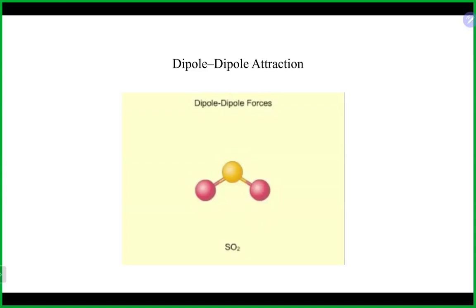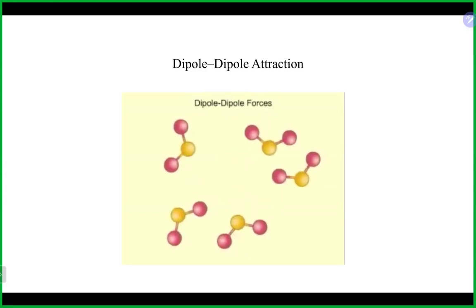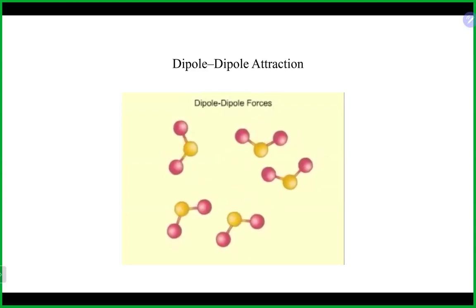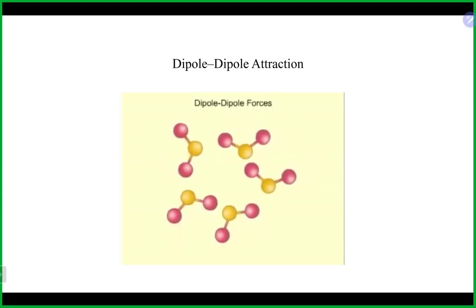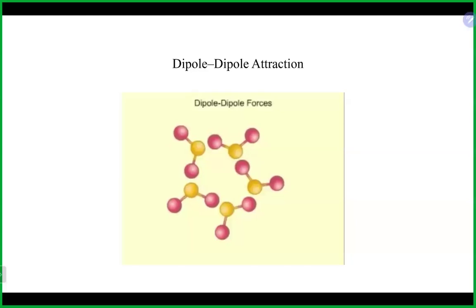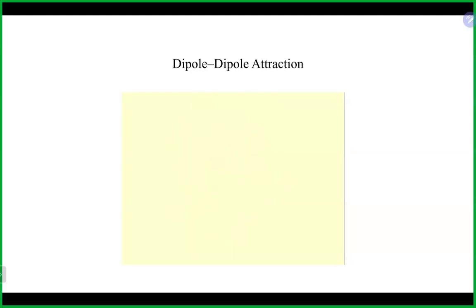Sulfur dioxide is an asymmetrical molecule with polar bonds, therefore it is a polar molecule. When polar molecules such as sulfur dioxide are close to one another, they tend to align so that the positive end of one molecule points towards the negative end of another molecule. Attractions among polar molecules are called dipole-dipole forces.